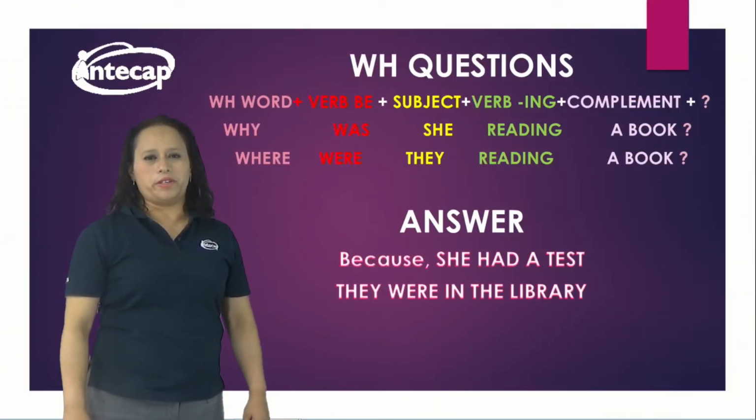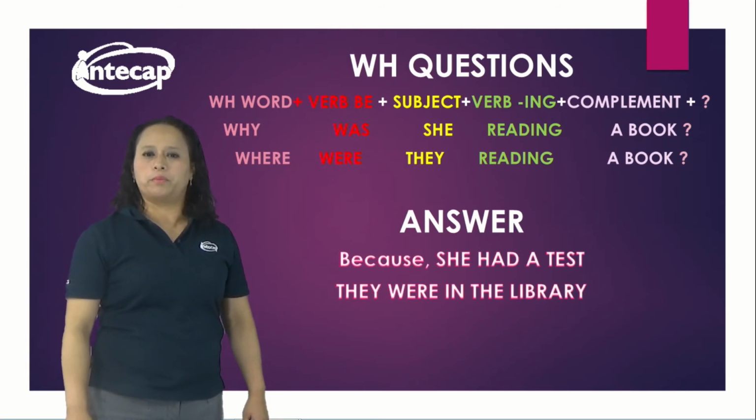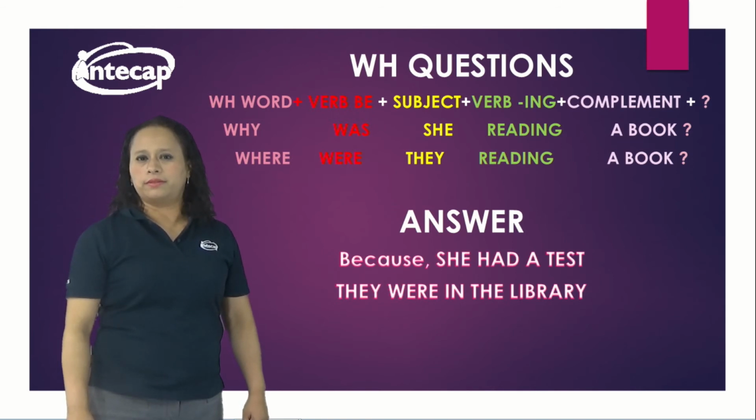For WH questions, we use this structure: WH word plus verb to be in past form plus subject plus main verb with ing plus complement and question mark. For example, why was she reading a book? A common answer would be because she had a test. In plural form, where were they reading a book? The answer: they were in the library.